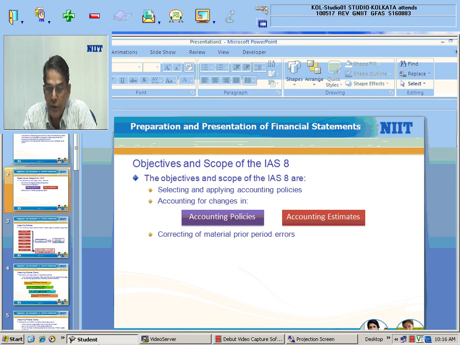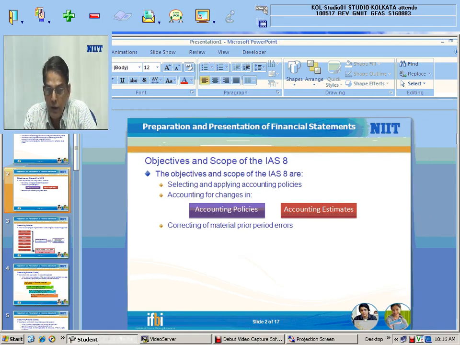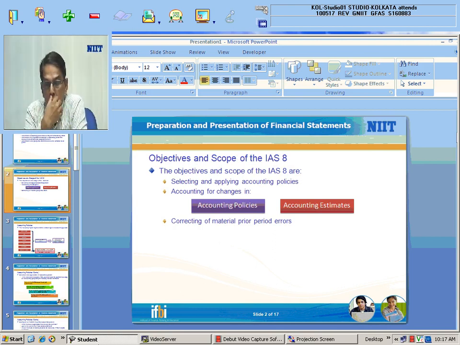So IAS 8 prescribes criteria for selecting and changing accounting policies and the disclosures thereof. And also sets out the requirements and disclosures for changes in accounting estimates and correction of errors. So IAS 8 basically prescribes criteria for selecting and also for changing accounting policies and how this should be disclosed. And also sets out the requirements and disclosure for changes in accounting estimates and correction of prior period errors.